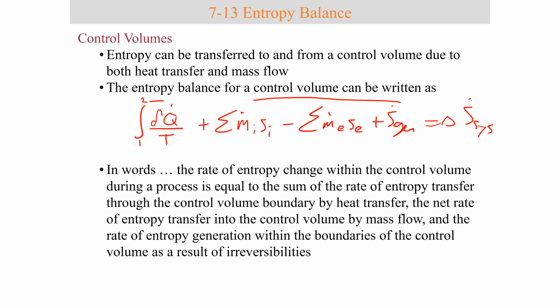So in words again, this is the rate of entropy change within the control volume during a process is equal to the sum of the rate of entropy transfer through the control volume boundary by heat transfer, the net rate of entropy transfer into the control volume by mass flow, and the rate of entropy generation within the boundaries of the control volume as a result of irreversibilities.